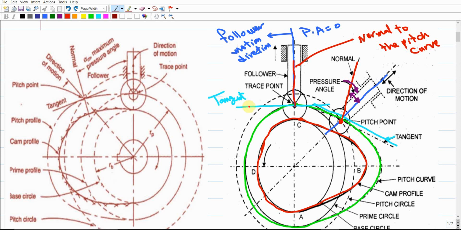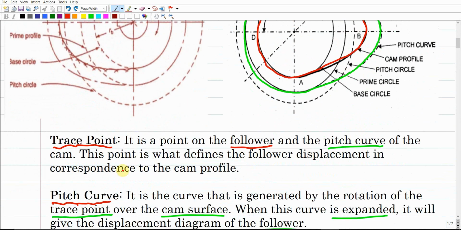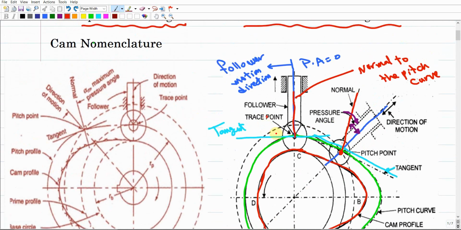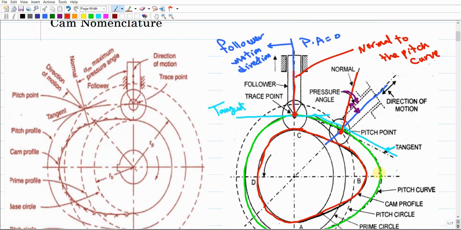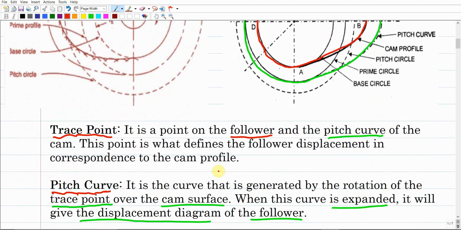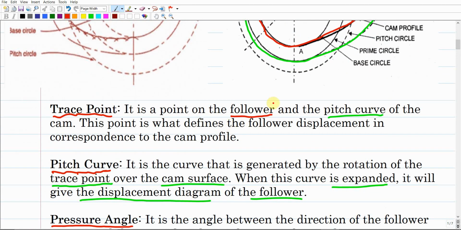Make sense? So what is the trace point that we're already writing a definition for here? This is the trace point that I'm talking about. It is a common point between the follower and the pitch curve. As this trace point moves over the cam profile, it should describe the pitch curve, right? It is again the point that belongs to the follower and the pitch curve of the cam. This point defines the follower displacement in correspondence to the cam profile.